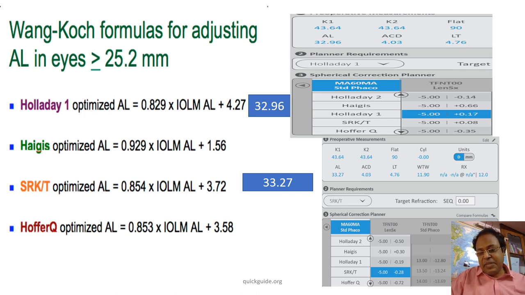So what is the lesson learned? If you are not using a Barrett formula, if you're not using a fifth generation formula, if you're still using a two variable formula, it is important to do a Wang and Koch optimization for these formulas. And you might ask why. The reason is that, remember, these are two variable formulas. In session one, we discussed these two variable formulas. If you have not watched session one, I'd request you to go back and watch it, where I discussed the two variable formulas and how they can be impacted by very short axial lengths and very long axial lengths, right? So the lesson learned over here, again, I repeat, is that if you are not using a Barrett formula, you can do a Wang and Koch optimization for these two variable formulas.